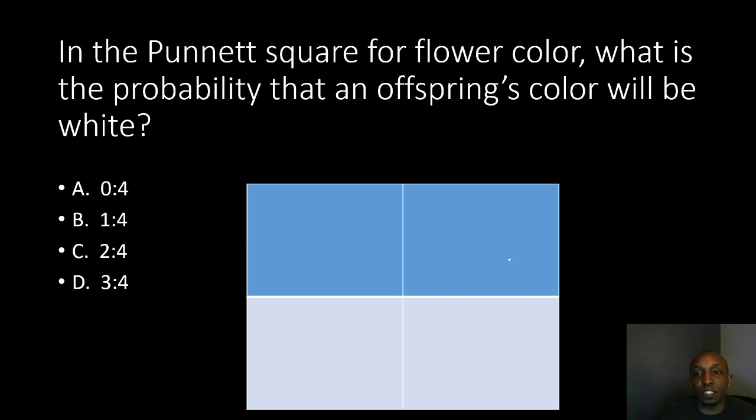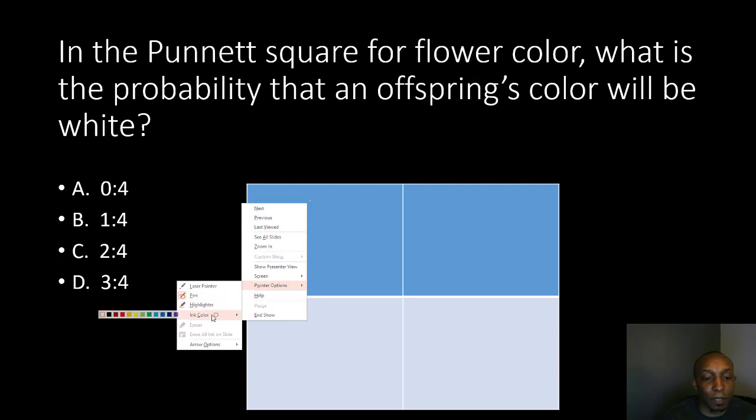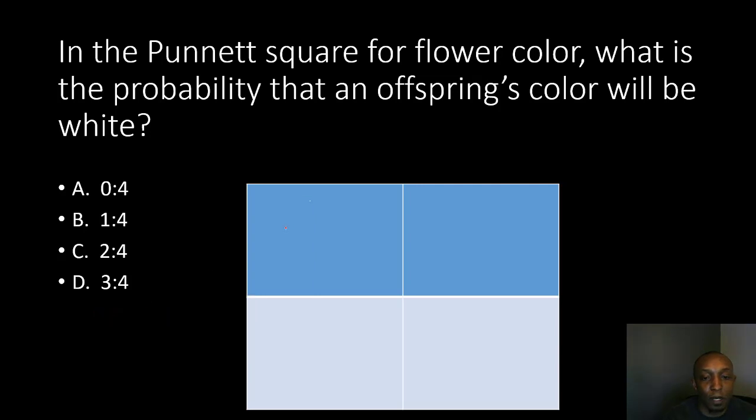And then in the Punnett square for flower color, what is the probability that an offspring's color will be white? So let's go ahead and fill out our Punnett square again. Let me go ahead and change my pointer option so you can see the ink clearly. So we had a homozygous dominant here, we had a heterozygous dominant here, we had a heterozygous dominant here, and then we had a homozygous recessive right here.